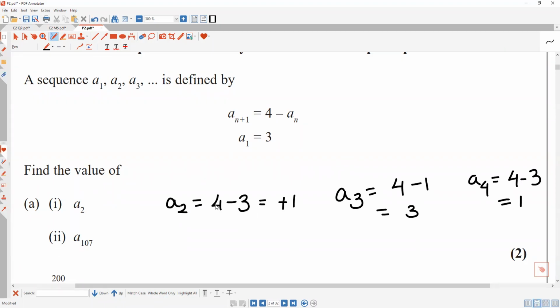Can you see it is repeating 1, 3, 1, 3 like that? At odd numbers it is 3. At even numbers it is 1. So 107 is an odd number. So it is going to be a 3.